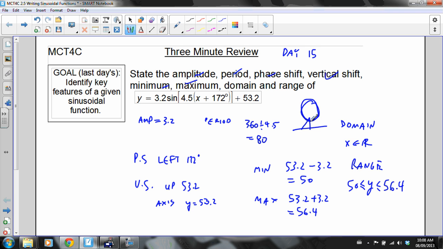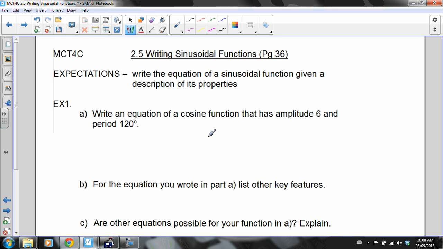What's weird is that means this Ferris wheel would go between 50 feet off the ground to 56 feet off the ground, which isn't quite realistic, but these numbers soon will match some sort of situation in real life. For today, we're just interested in writing sinusoidal functions given some stuff. Like I said, this is the Jeopardy day. I write the equation of a sinusoidal function given a description of its properties.